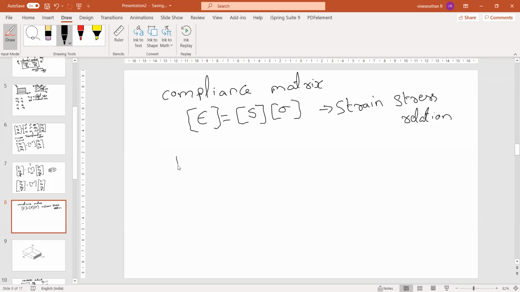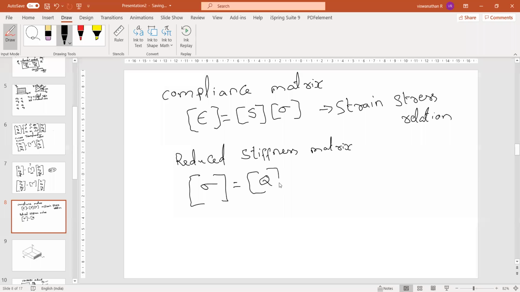What did the reduced stiffness matrix do? It related the stress and the strain. So this is epsilon. So this is a stress-strain relation.